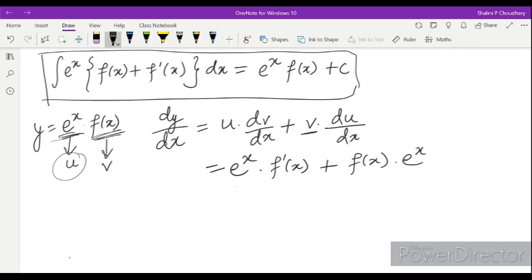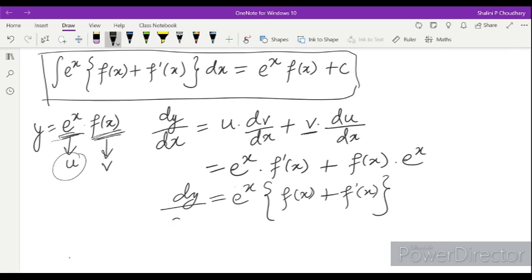There will be no change. Okay, it will remain the same. Now, when we take e to the power x common, what value are we getting? We are getting f of x plus f dash x, right? This is the value we get for dy upon dx.